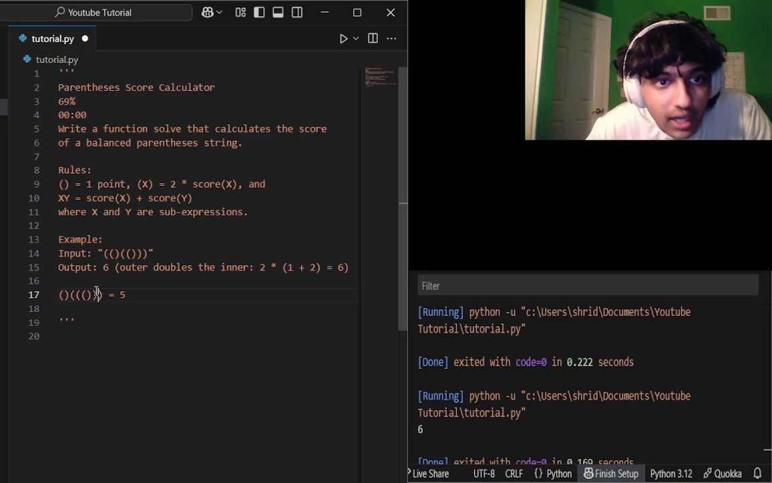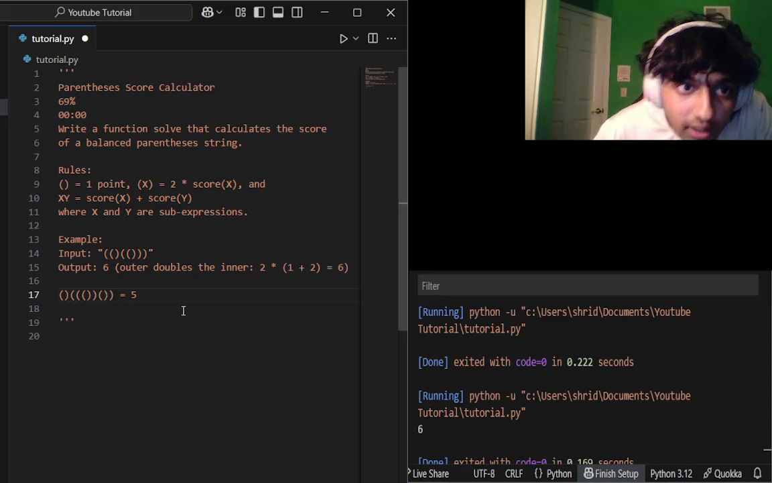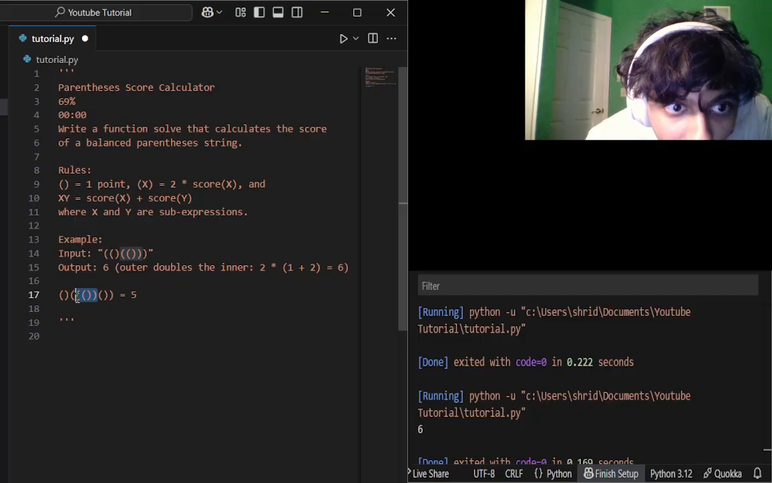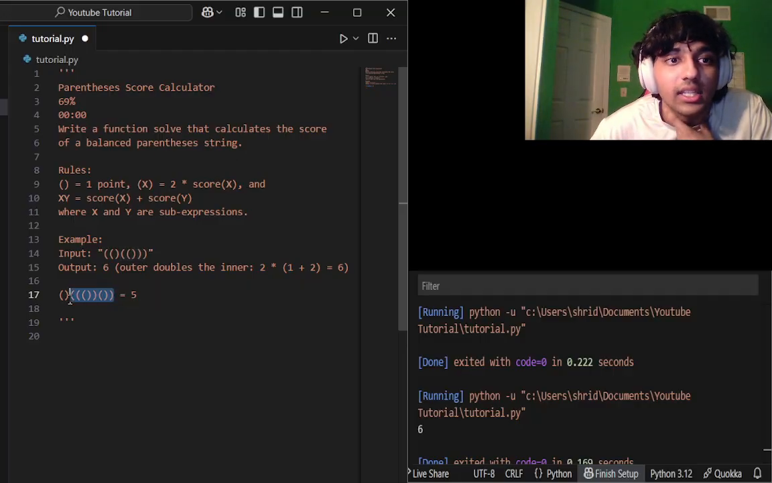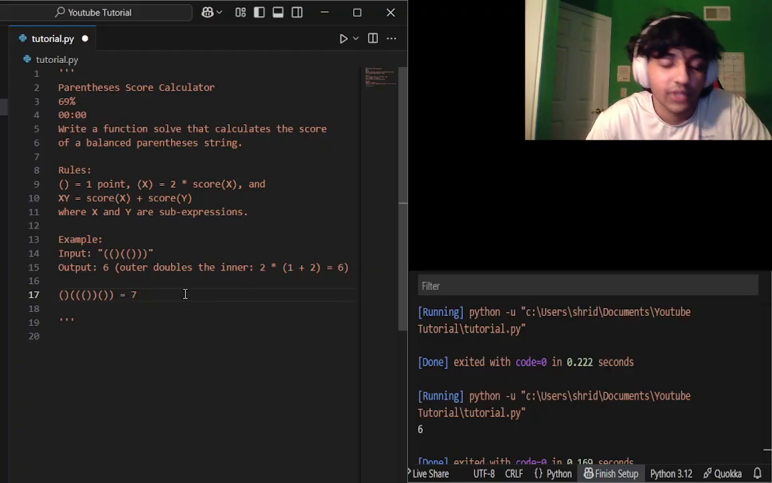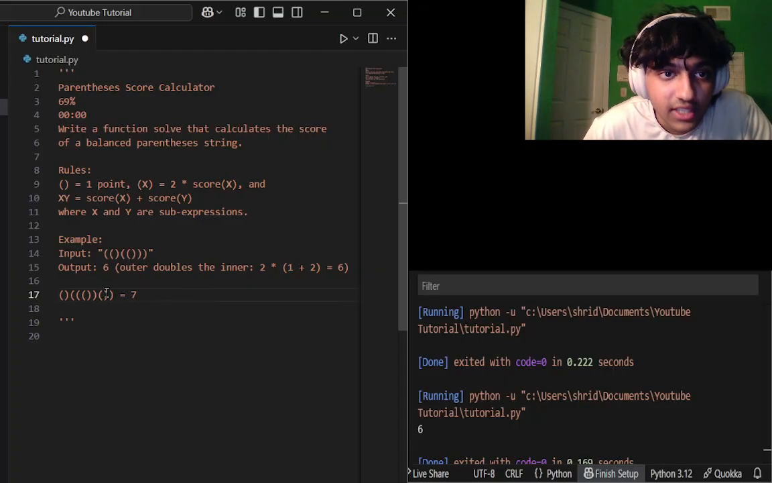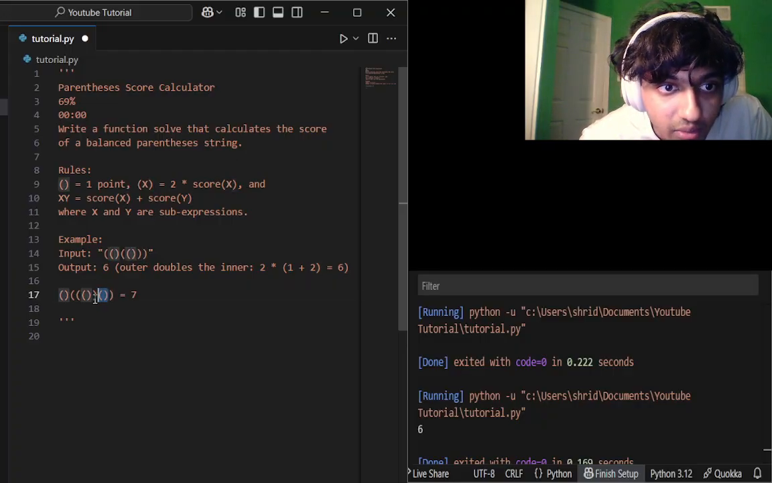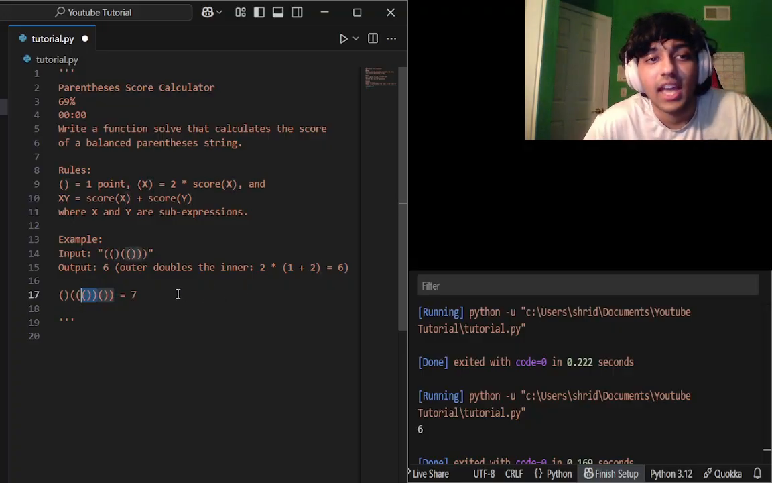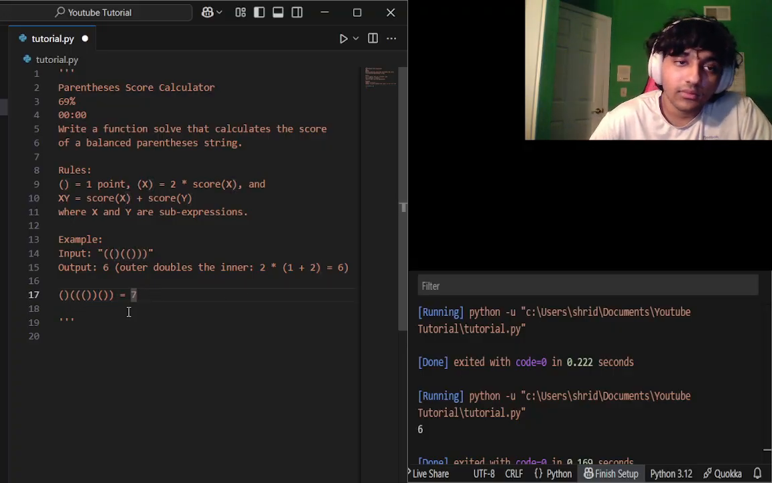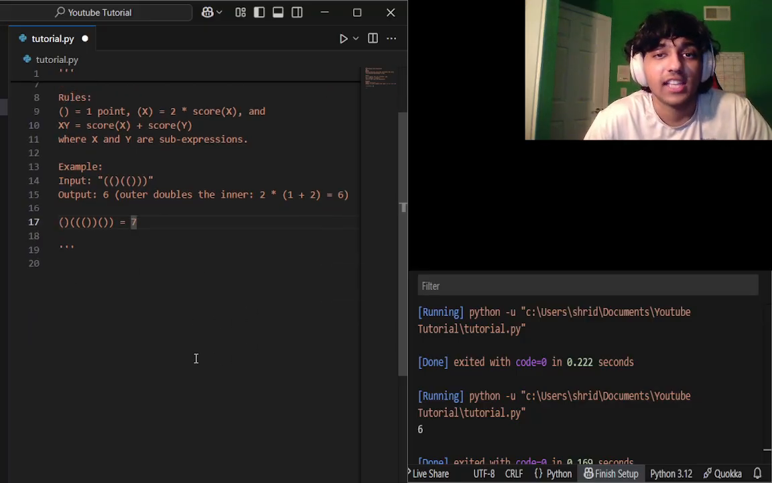If we had another one inside here, that would instead be doubling this whole thing, so this would be 2 plus 1, that's 3, double the whole thing, 6, plus this one, that would be 7. So hopefully you guys kind of understand the pattern behind this. Hopefully I also got this right, but that's essentially what this kind of problem is asking for.